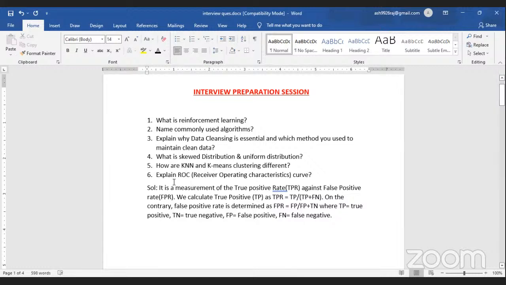So ROC, receiver operating characteristic, is a measurement of the true positive rate against false positive rate, FPR. We calculate TPR is equal to TP divided by TP plus FN. On the contrary, false positive rate is FPR equal to FP divided by FP plus TN, where TP is true positive, TN true negative, FP false positive and FN false negative. Okay, guys.